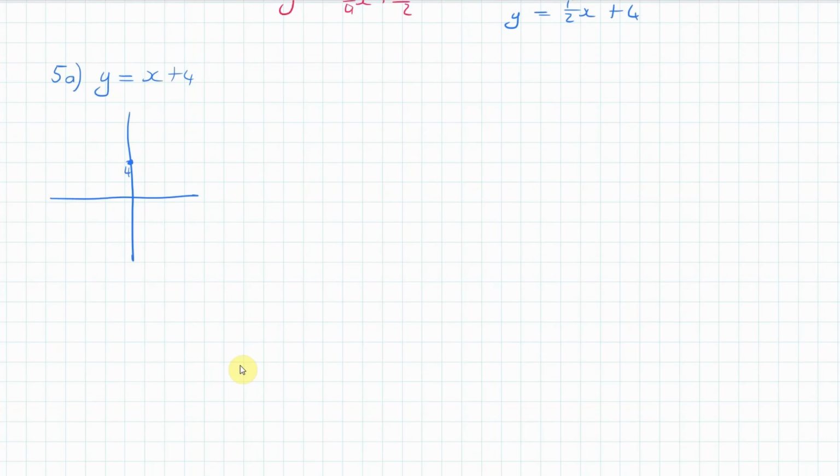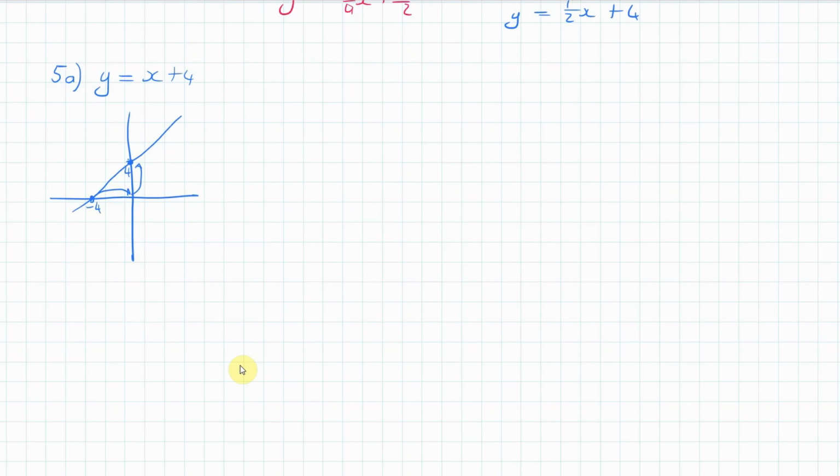And if it's got a gradient of 1, it means every time you go across 1, you go up 1. That will mean that it crosses at -4. You can think about this very carefully. Every time I go across 1, I go up 1. Then if I go across 4 from here and then go up 4, I would get to there. That's how I got that so easily.